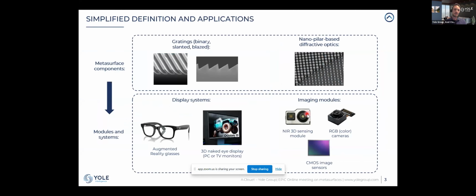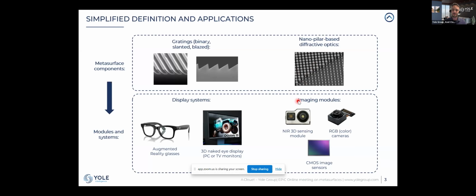Here is a simplified definition and applications of the metasurfaces that we consider at Yole. Basically, we consider that a metasurface component is a diffractive optical element whose critical pattern size of the diffractive structure is in the range of the operating wavelengths. So basically, two categories of components. On one hand, the gratings: binary, slanted, blazed. On the other, this kind of nanopillar-based diffractive optics. The gratings we'll find mainly in augmented reality glasses, or there are some concepts related to 3D naked eye display. And the nanopillar-based diffractive optics mostly in the world of imaging, in 3D sensing modules as well as camera modules.